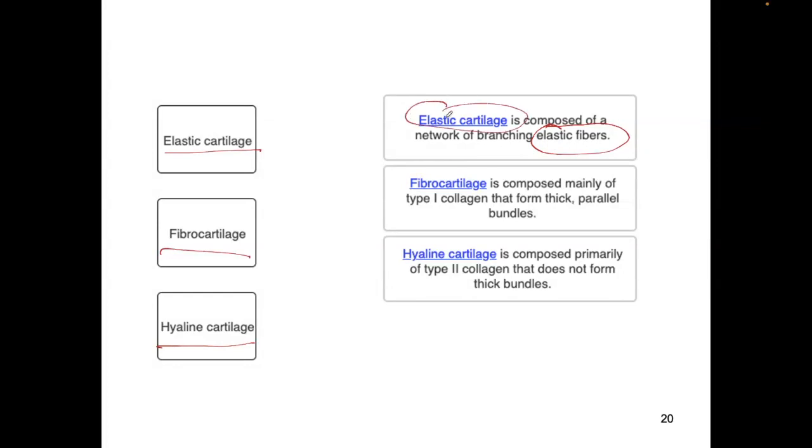So anyway, that's pretty easy. All right, so now we have fibrocartilage and hyaline cartilage. Remember, fibro is the strongest. So I think the intervertebral discs for this. And hyaline cartilage, I'm thinking my other joints.